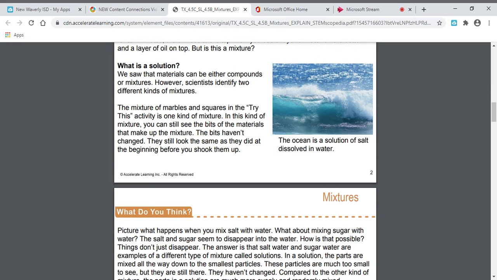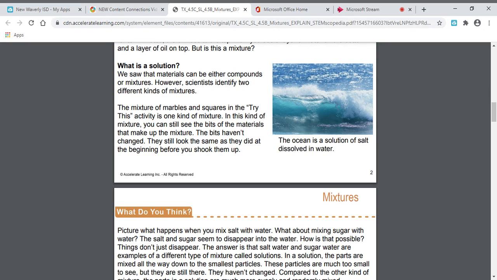What is a solution? We saw that materials can be either compounds or mixtures. However, scientists identified two different kinds of mixtures. The mixture of marbles and squares in the try this activity is one kind of mixture. In this kind of mixture, you can still see the bits of the materials that make up the mixture. The bits haven't changed.